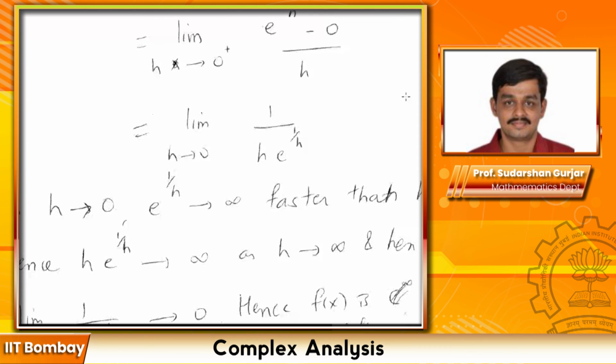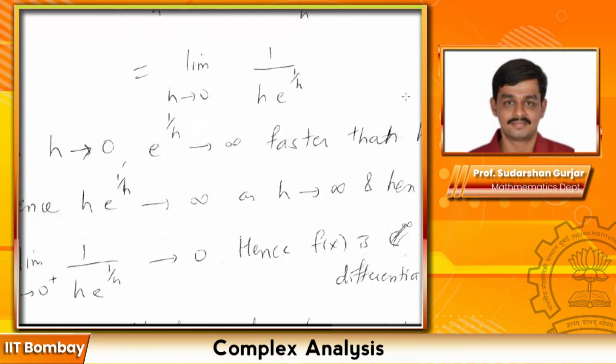You can, if you like, make a change of variables, define h prime to be equal to 1 upon h, and then this is the limit of h prime upon e raised to h prime as h prime tends to infinity. This limit will be equal to 0, because e raised to h prime will increase much faster than h prime. Everybody agrees? Yes, sir. So this limit is equal to 0, and hence the function is differentiable at 0.